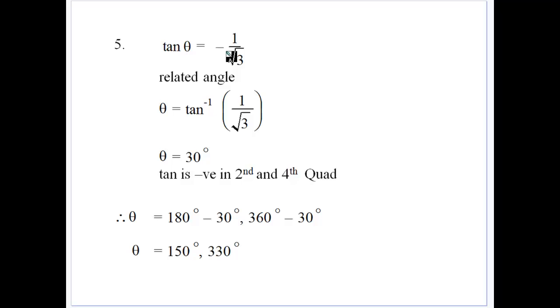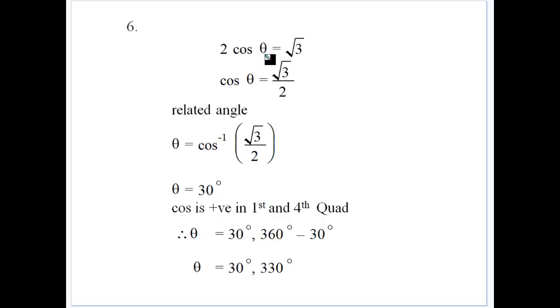Tan theta is equal to minus 1 on root 3. Well, what's our related angle? Inverse tan of 1 on root 3 is 30 degrees. And tan negative means we've got the second and fourth quadrants. Subtract our related angle from 180 and then 360 to get our solutions.